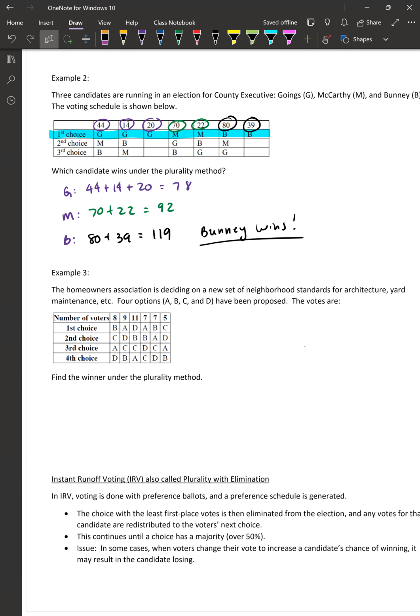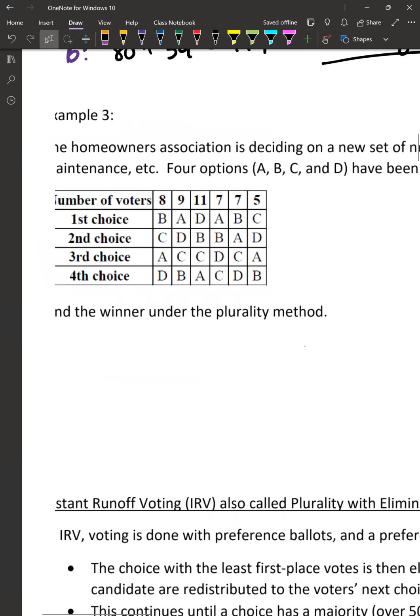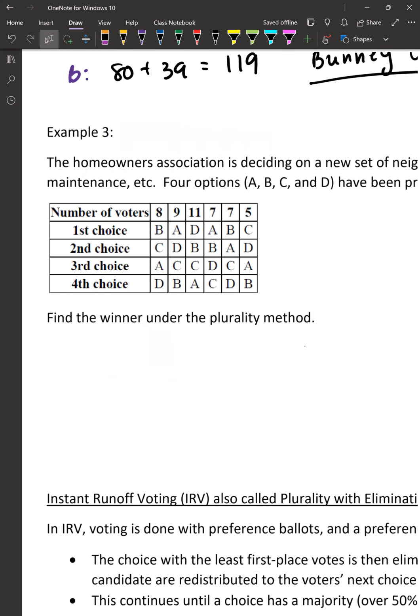I'm going to zoom in to the preference schedule here. Okay. So we've got, let's just make sure we understand, right? 8 people voted first place for option B, then C, then A, then D. Okay, 9 people voted for this, 11 voted for that, right? We know what a preference schedule is. Okay, so we want to find the winner under the plurality method.